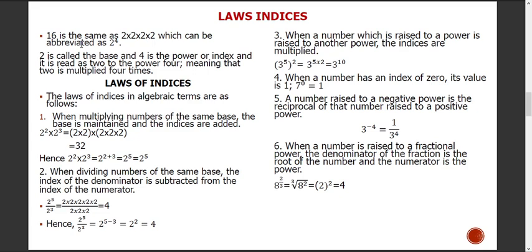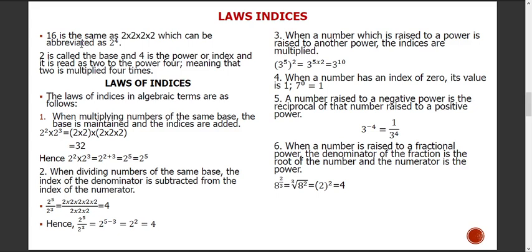So if I have 3 to power negative 4 and I want to rewrite the power as a positive, I will get the reciprocal of this number. That will be the same as having 1 over 3 to power positive 4. Likewise, if I had 1 out of 3 to power negative 4 and I wanted to write it as a positive, that would be the same as having 3 to power positive 4. So you get the reciprocal of the number and then change the sign of the power. So that is law number 5.